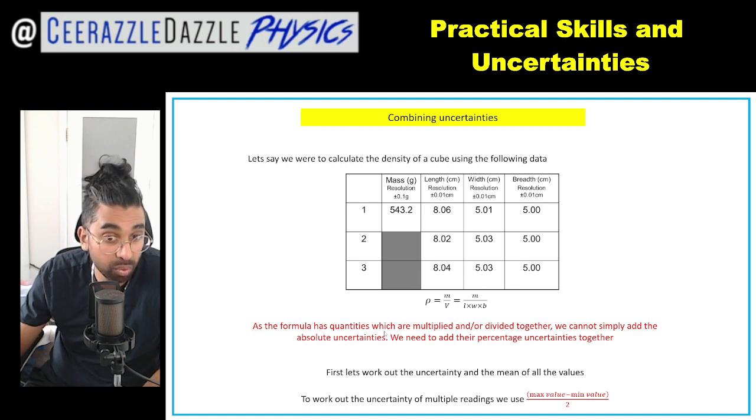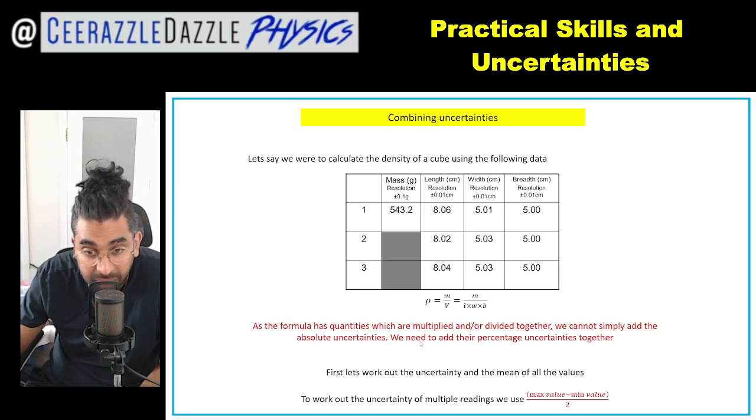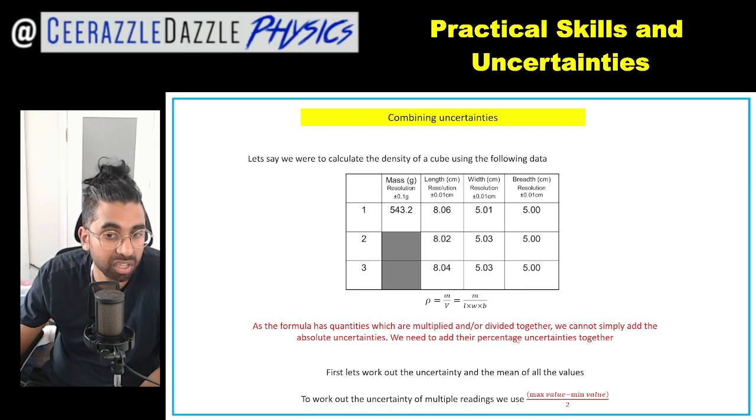As the formula has quantities which are multiplied and or divided together, notice you can't add the absolute uncertainties now, because you're timesing and dividing, and they have different units. You can't do what we previously did. We simply cannot add the absolute uncertainties. Now we need to add their percentage uncertainties together. So we have a new term now, the percentage uncertainties.